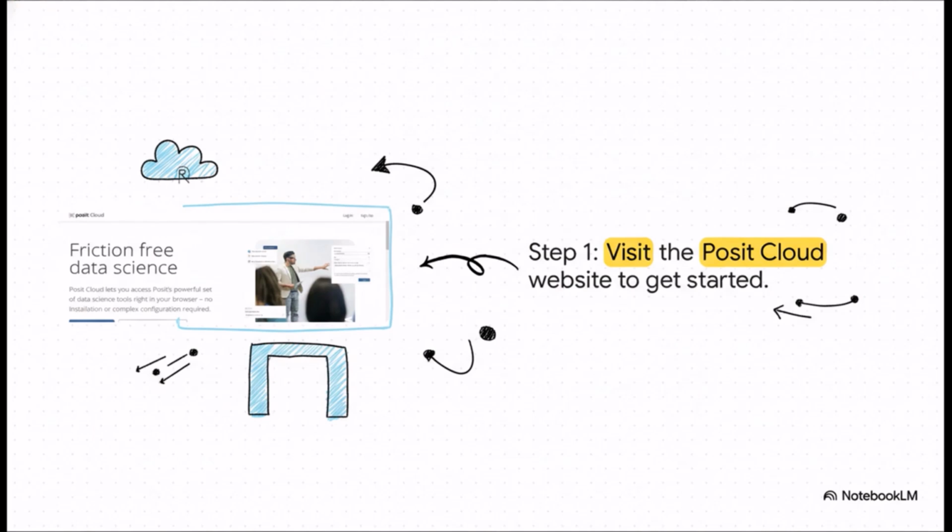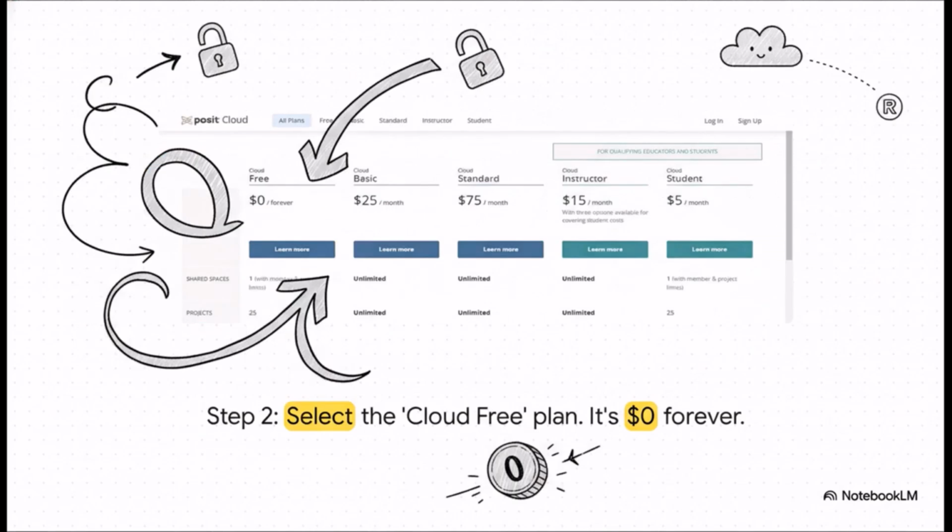First things first, just head on over to the Posit Cloud website. This is basically your front door. From here, you're going to get access to a full-blown R environment without having to install a single thing. Now, you'll see a few different pricing plans, but you can just ignore all those. The one you want is the cloud-free option.